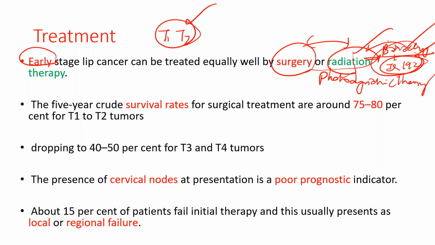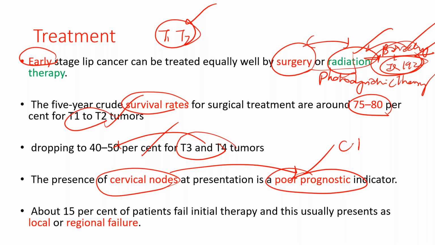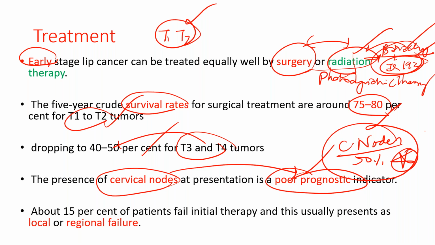That is radiotherapy. Survival rates are nearly 80% for T1 and T2 tumors, and for T3 and T4 tumors it drops to 50%. It becomes bad. Cervical nodes are a poor prognostic indicator. I already told you, if cervical lymph nodes are involved, the prognosis drops to 50%. In 15%, there is local and regional failure.